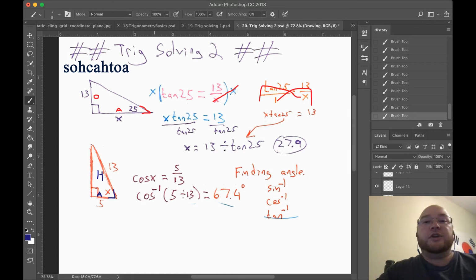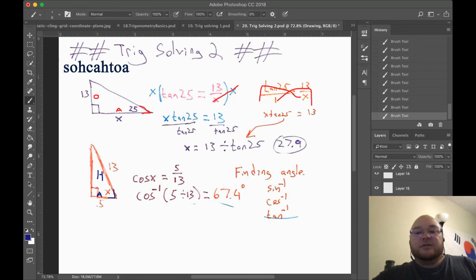So when you're trying to find an angle, you're always using the inverse. Angle, inverse, angle, inverse. Okay, just remember, angles, you're always using that inverse.